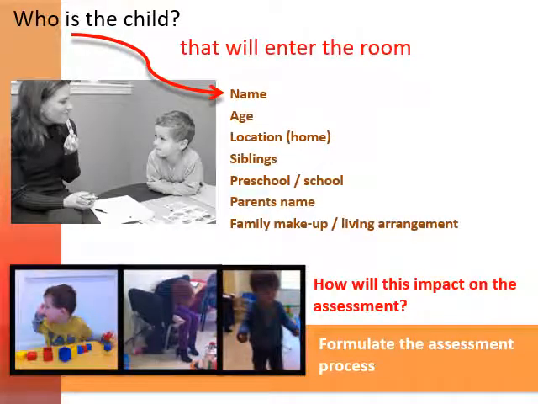One of the first steps in both our thinking but also determining the activities that we're going to do is trying to generate in our mind, who is this child? So obviously we want to know their name, their age, where they live, their siblings, what kind of school, preschool are they attending, is it a special one or a mainstream, and the parents' names.